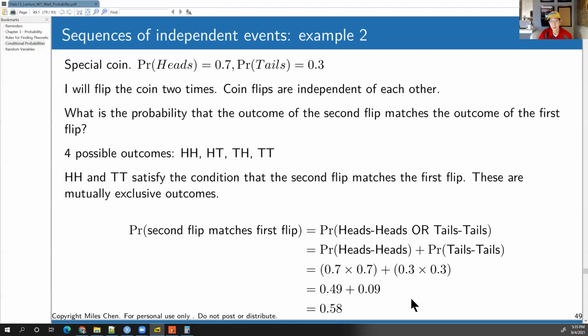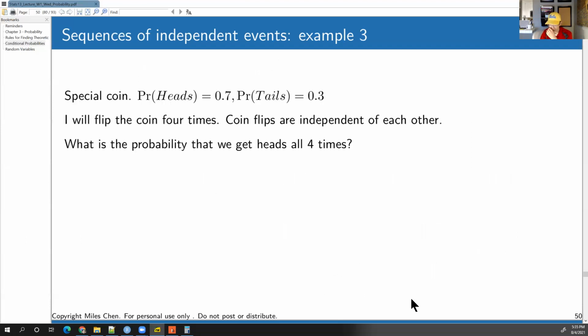Okay. We're feeling okay about this stuff? All right, and I'll just do, I think, one more of these examples here, sequences of independent events. All right, this time I'm going to flip the coin 4 times. All the coin flips are independent of each other. What's the probability I get heads all 4 times, right? What's the probability I get heads all 4 times?